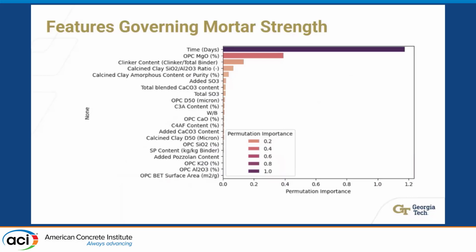You can do things like look at the features that govern this. It's not surprising that the most important feature is time. So in case you heard it here first, it turns out cement gets stronger as it ages, and machine learning was able to prove that definitively here.